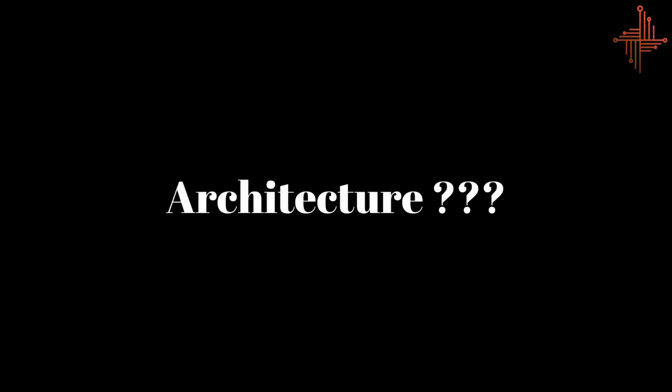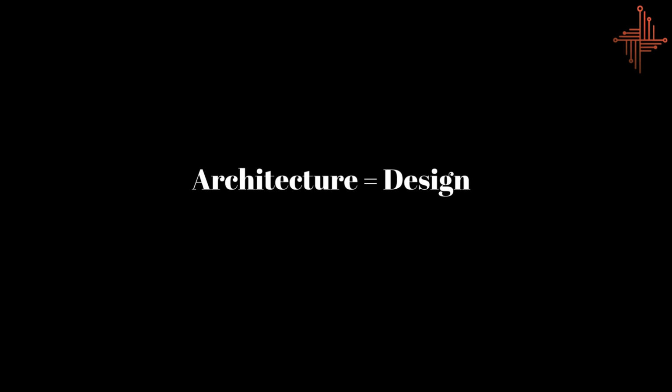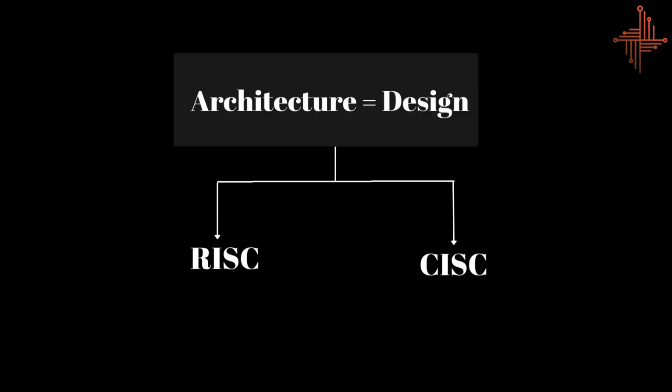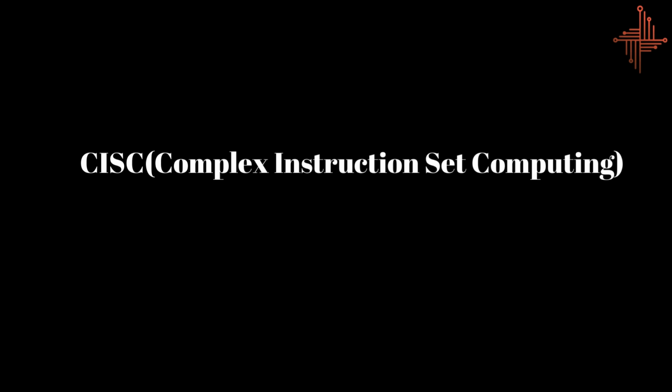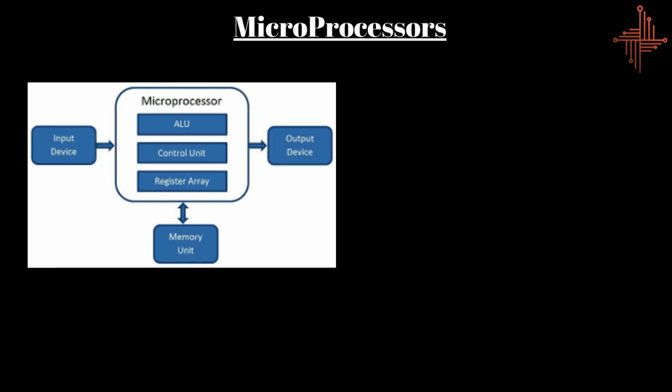So I have used this word architecture a lot of times. What does this mean? So by architecture, I am referring to design. So talking specifically about microprocessors, there are two types of designs. One is called CISC, and the other one is RISC. CISC stands for Complex Instruction Set Computing. Why is it complex? We'll see in a while.